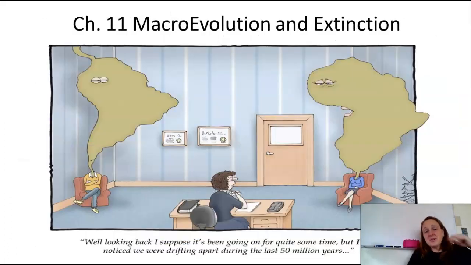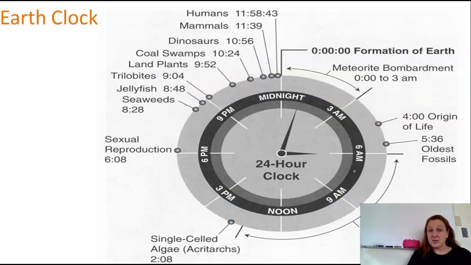So in chapter 11, we deal with macroevolution and extinction. And again, we're focusing on time. This time, we're changing our perspective and we're looking at, first of all, how long has our planet been around? And so it's important to pay attention or touch base with our Earth clock, our clock of how long our planet has been here, when life originated, the evidence of our oldest fossils. And then remember that even the dinosaurs, mammals, and humans are relatively recent on our planet.